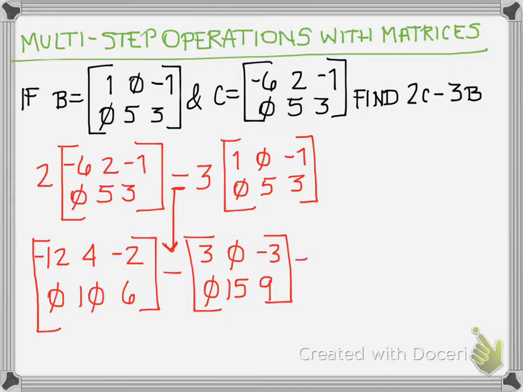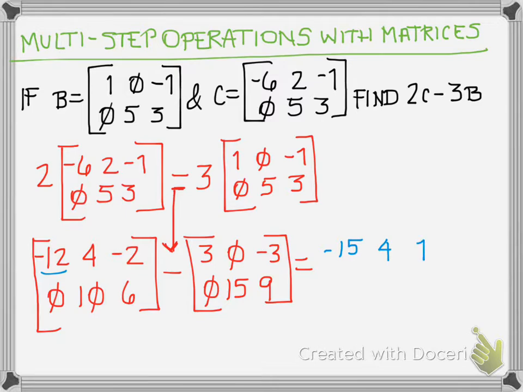So now we're going to treat this just like a regular subtraction problem, just like we did with our addition problem in our addition video. We will just work with the corresponding values. So our first value that we will subtract will be negative 12 minus 3. So a negative 12 minus 3 is negative 15. 4 minus 0 is 4. Negative 2 minus a negative 3, we know that when we subtract a negative, that becomes a positive. So negative 2 minus a negative 3 actually becomes 1.